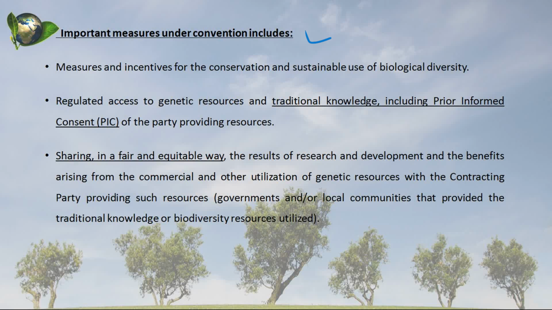Then important measures under the convention include measures and incentives for the conservation and sustainable use of biological diversity, regulated access to genetic resources and traditional knowledge, including prior informed consent of the party providing resources, and sharing in a fair and equitable way the results of research and development and the benefits arising from the commercial and other utilization of genetic resources with the contracting party. It can be commercial or any other utilization, for example patent and credit, etc. And providing such resources, the government or local communities that provided the traditional knowledge or biodiversity resources utilized. So all in all, everybody should benefit basically, and it should be regulated.